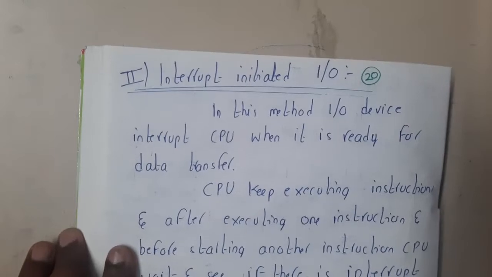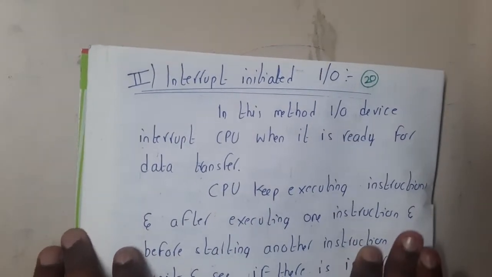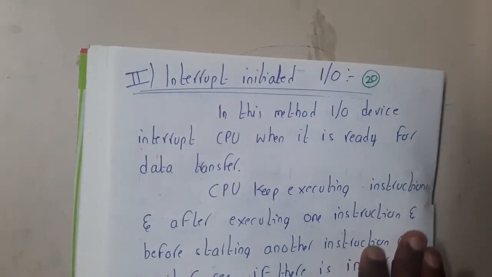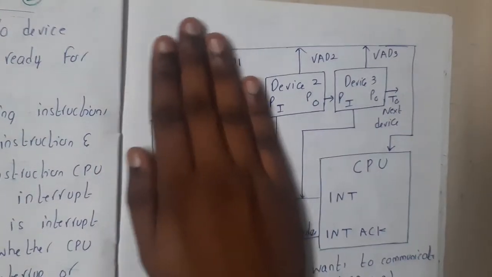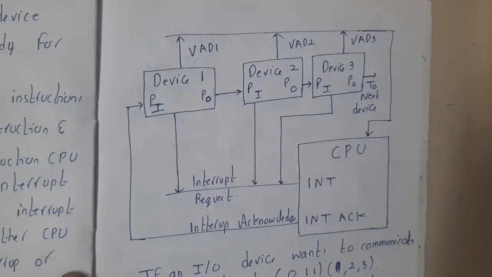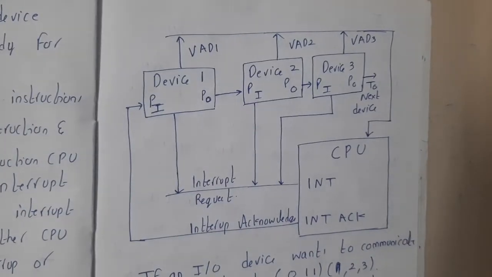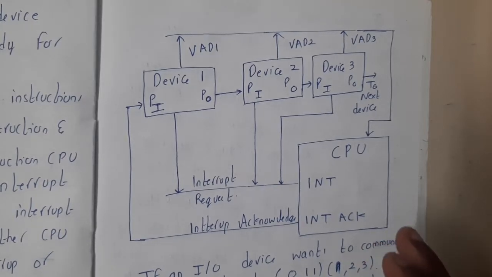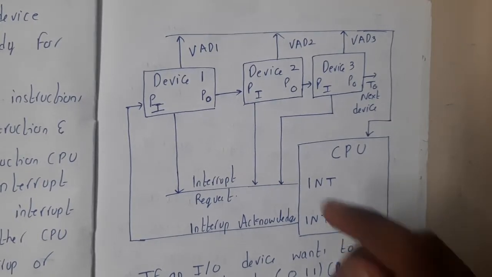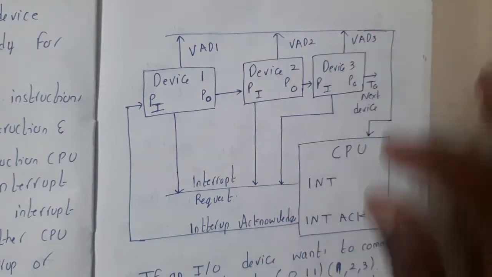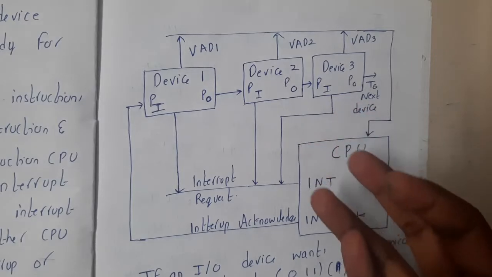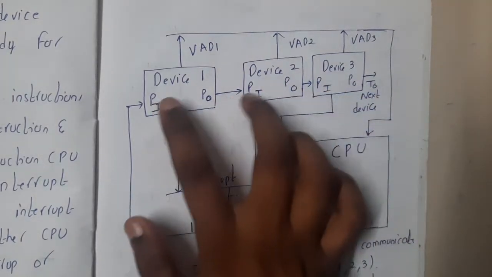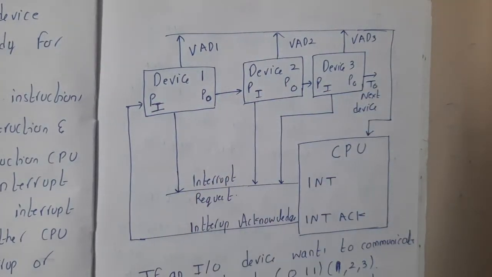So what is interrupt initiated input output, guys? I think it will be easy if I explain it with the diagram, and then we come to the theoretical part. So this is the diagram with respect to interrupt initiated input output. The main concept here is, whenever a particular device wants to send or receive, like it wants to send input or print output, it will request or interrupt the CPU.